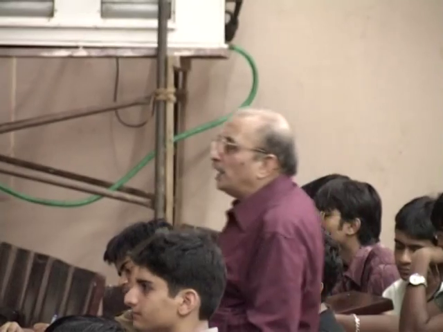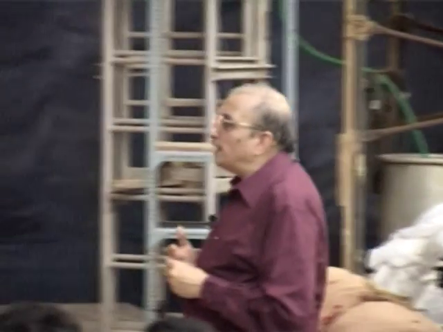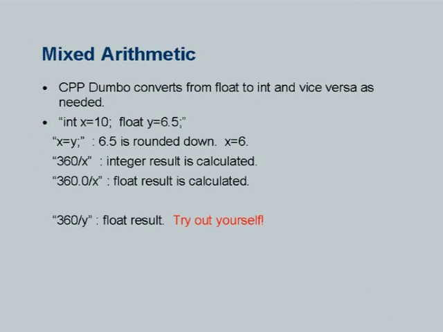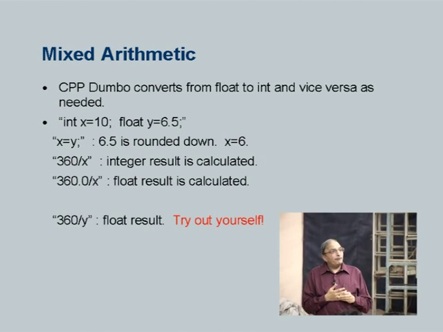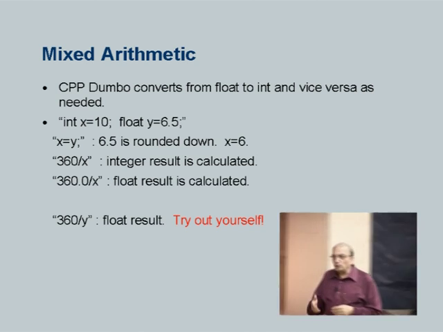For example, a float and an integer in a mixed arithmetic operation, the result will be float. What will happen if you say 360 by y? Well, what I told you just now: 360 is an integer, but y is float. So the result will be float. What will be the value? You can check that when you execute the programs. Next.